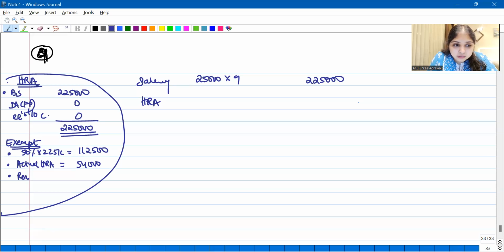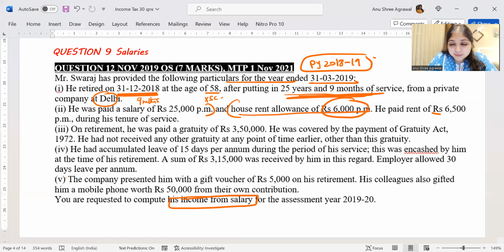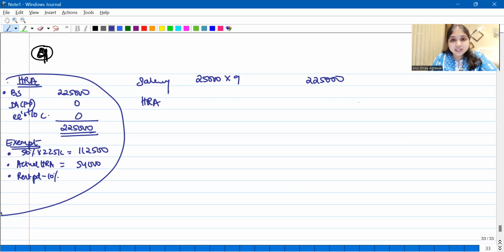And third, rent paid minus 10% of salary. How much rent did we pay? 6,500 per month. Guys, 6,500 into 9. That is 58,500. Minus 10% of salary, which is 22,500, is going to be 36,000. So out of these 3 numbers, we are supposed to pick whichever is least. Whichever is least, 36,000, this is exempt.